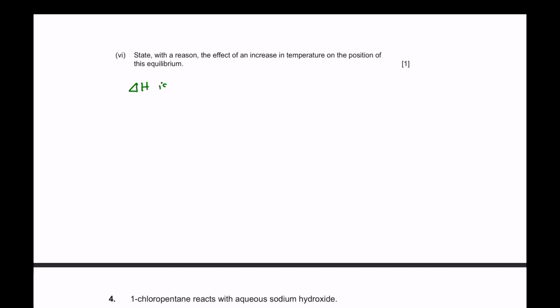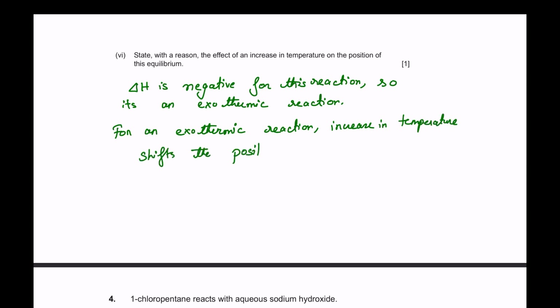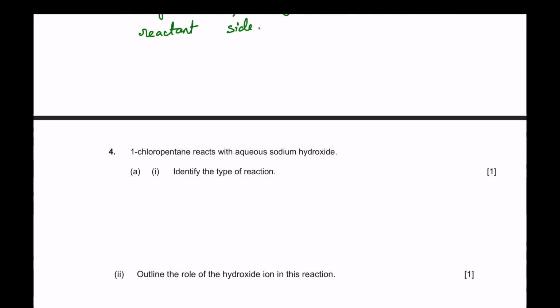So delta H is negative for this reaction. So it's an exothermic reaction. For an exothermic reaction, increase in temperature shifts the position of equilibrium to the reactant side. That's another part. Now let's move on to part 4.